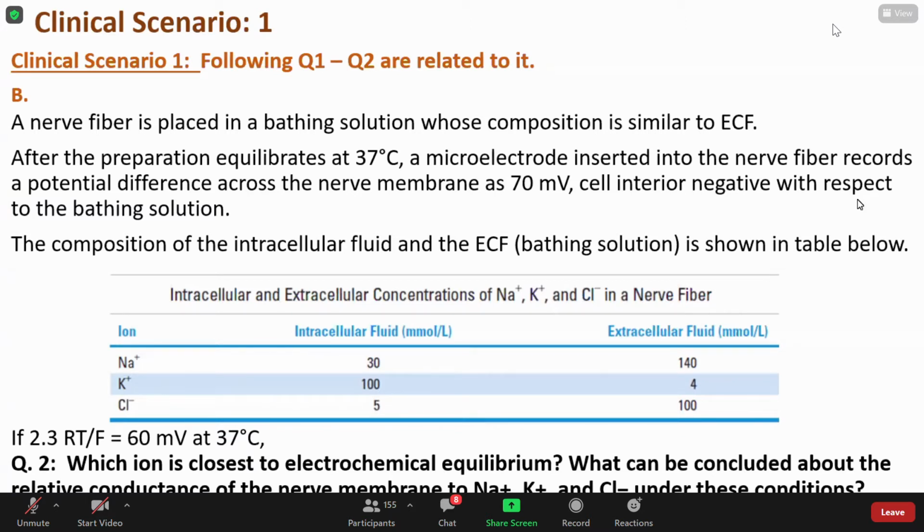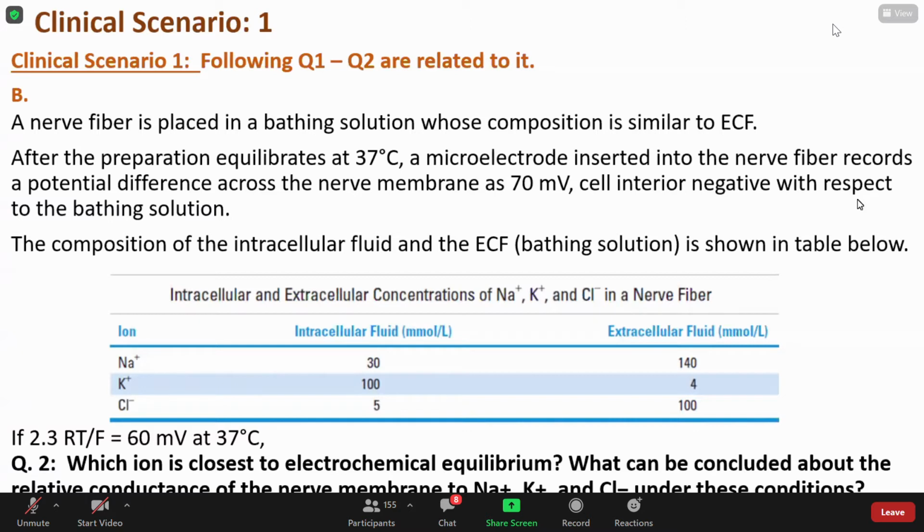So what you do is you do the Nernst equation again for each of these ions. Exactly. For sodium, potassium, and chloride, you have to calculate the equilibrium potential. For us, the sodium equilibrium potential came out to be plus 40, cell interior positive. The potassium equilibrium potential came out to be negative 84, so cell interior negative. And the equilibrium potential of chloride came out to be minus 78, cell interior negative.